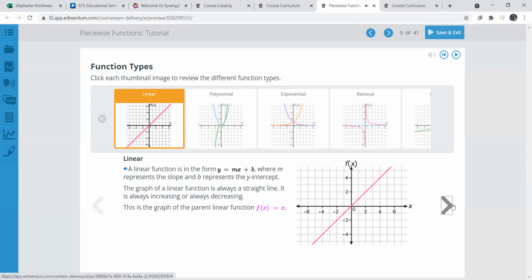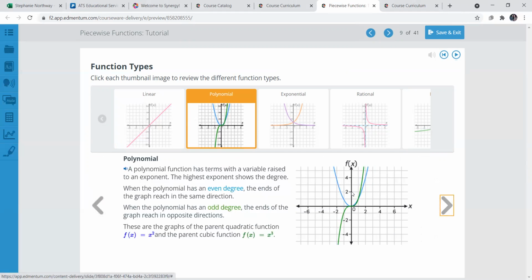All right, so let's look at polynomial. As you can see, polynomial functions go a couple different ways. When they're even, they look a certain way. When they're odd, they look another way. As you can see, they have a curve to them.